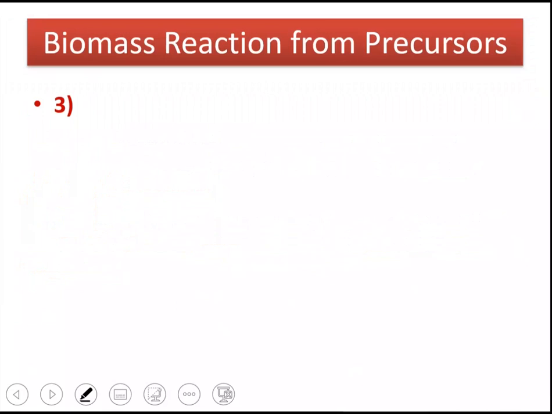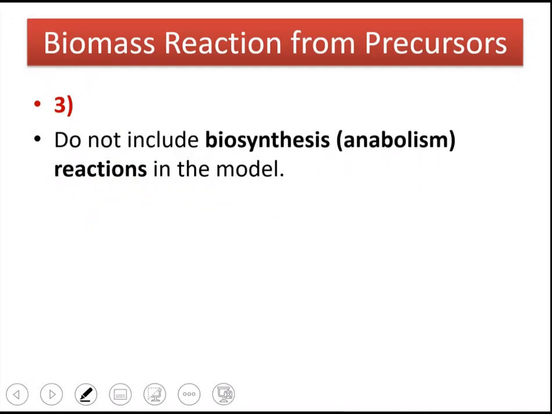Third alternative. This third alternative is not used nowadays. It was used in the 90s when these metabolic network modeling papers first appeared in literature. So here, the models were much more simple. The metabolic network reaction list was more simple in the models in the 90s. They did not include biosynthetic reactions most of the time.